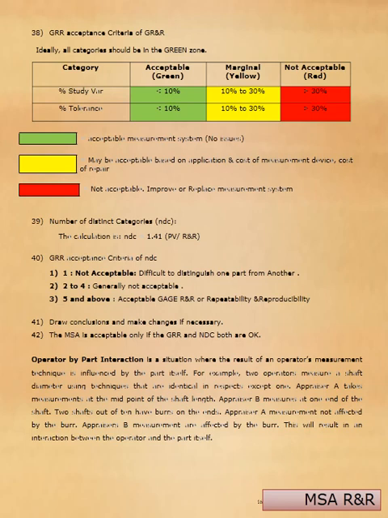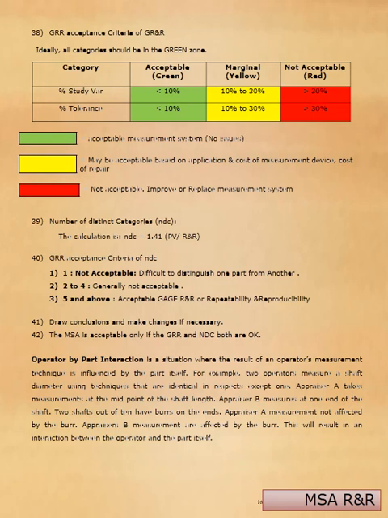Less than 10% is an acceptable measurement system. It means there are no issues. If it is between 20 to 30%, it may be acceptable based on the application and the cost of the measurement device and the cost of repair. If it is greater than 30%, it is to be rejected. Try to improve or replace the measurement system.